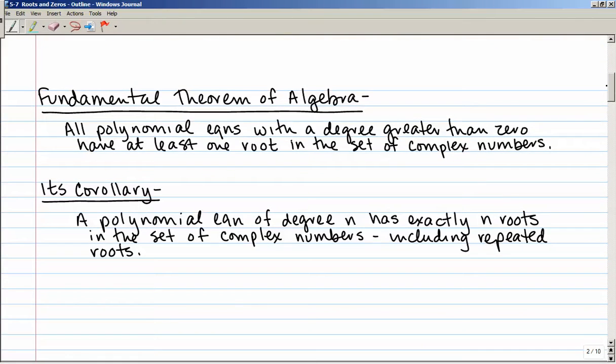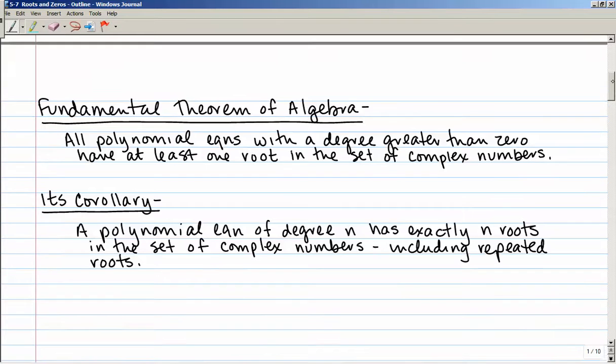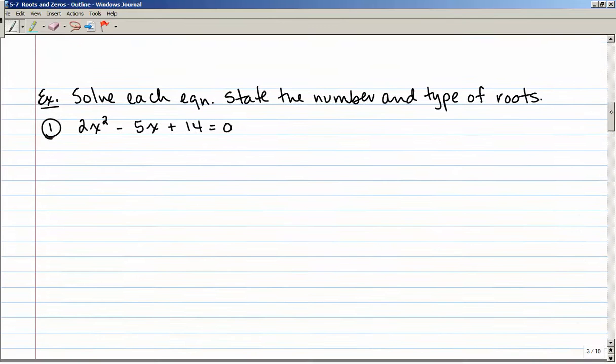So the fundamental theorem of algebra, sounds really important, doesn't it? Says that all polynomial equations with a degree greater than 0 have at least one root in the set of complex numbers. And the corollary to that is that a polynomial equation of degree n has exactly n roots in the set of complex numbers, including repeated roots. So let's take a look at a couple examples here. We're going to solve each equation and state the number and type of roots.